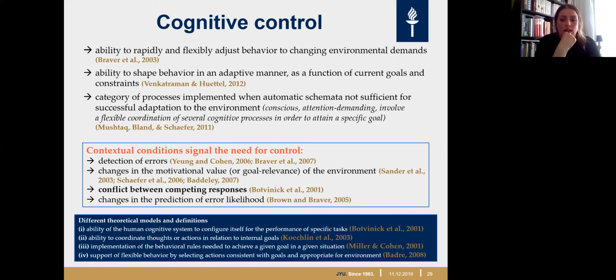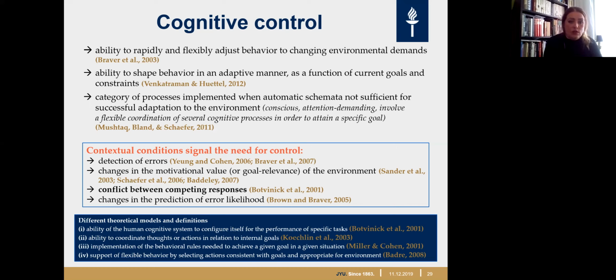And it activates a category of processes when automatic schemata are not sufficient for successful adaptation to the environment. So it is conscious, attention demanding, and involves flexible coordination of several cognitive processes in order to attain a specific goal. So that is cognitive control.